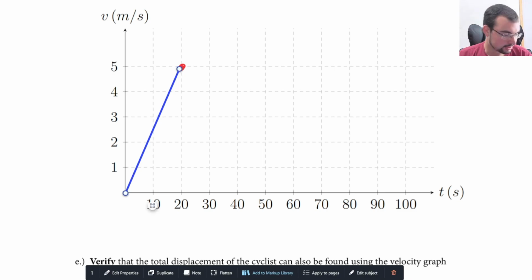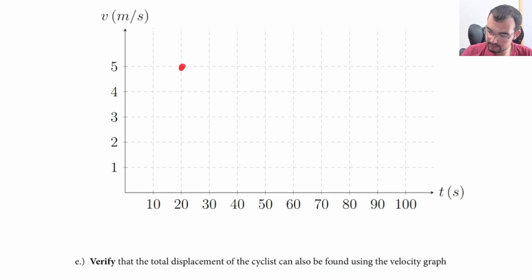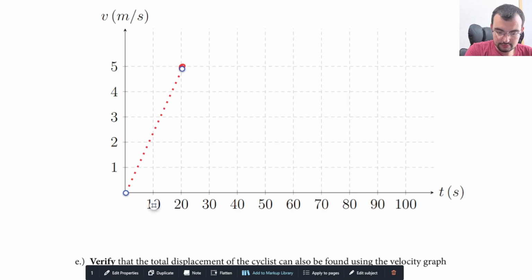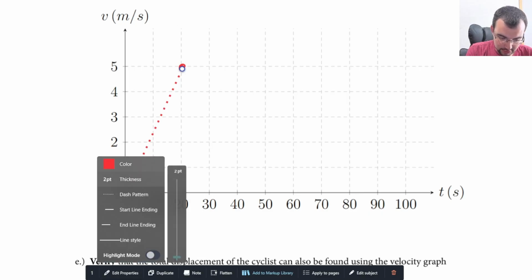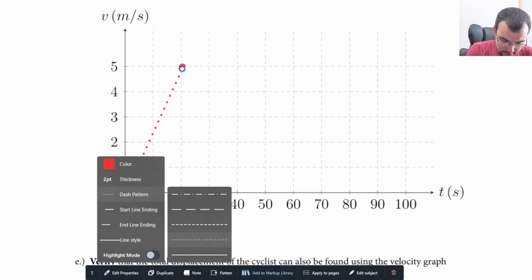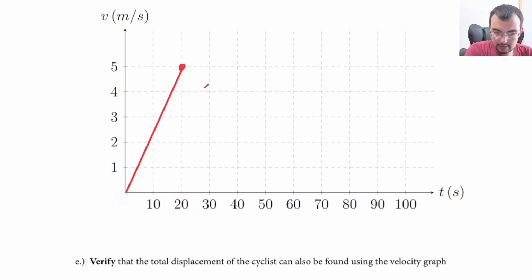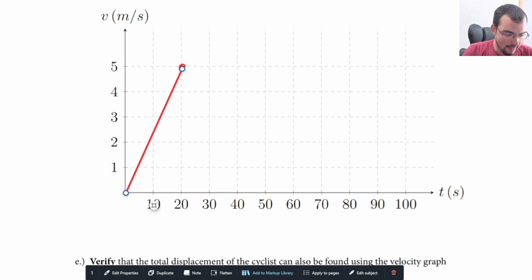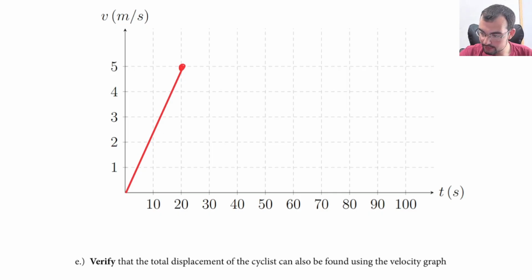I do have a red one actually. Red one. Can I make this just solid, please? No. I need to do a little better.